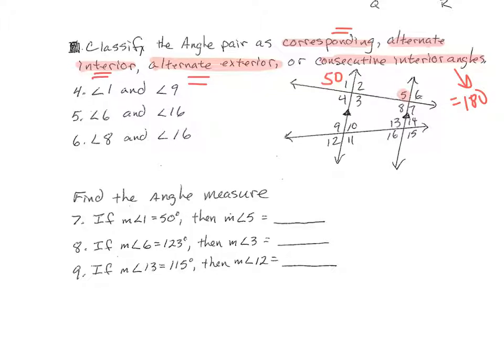Let me do that. I tried to erase there. I'll have to choose a different color. Number 8, 6 is 123. They want to know what angle 3 is. If 6 is 123, what's angle 3?